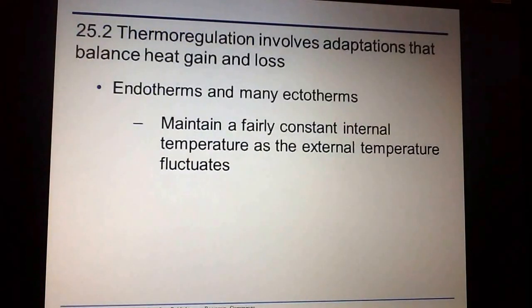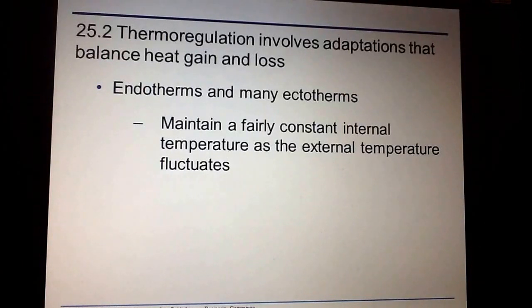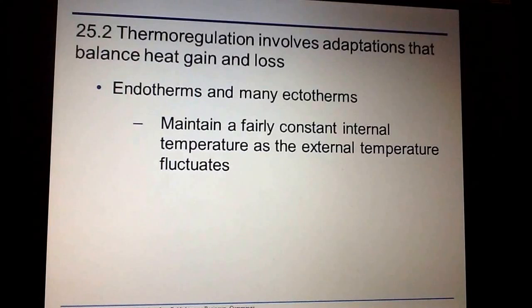Now, thermoregulation involves adaptations that have developed over time in the organism that allow us to figure out how we gain heat and how we lose heat, depending on what the environment is. Endothermic animals and many of the ectothermic animals are able to maintain a pretty steady internal temperature, even though the outside environment is fluctuating. So we might always assume that if it's 20 degrees outside, a lizard would also be 20 degrees. But they have adaptations that allow them to control that body temperature much better than you would assume for an ectothermic animal. Whereas we as humans are endothermic, and we are able to maintain a fairly constant internal temperature regardless of whether we're in the snow or the desert on a hot summer day.